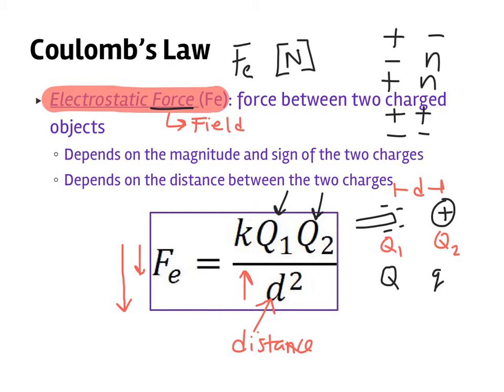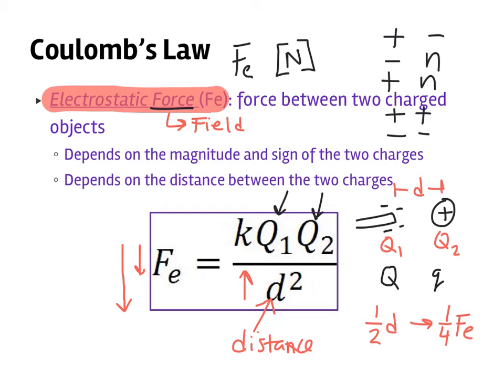For example, if I were to double the distance, that would result in a fourth of the force, because we are taking that variable 2 and squaring it to become a 4. So what we have is the two charges, Q1 and Q2, we have our distance, and lastly, we have this variable K.